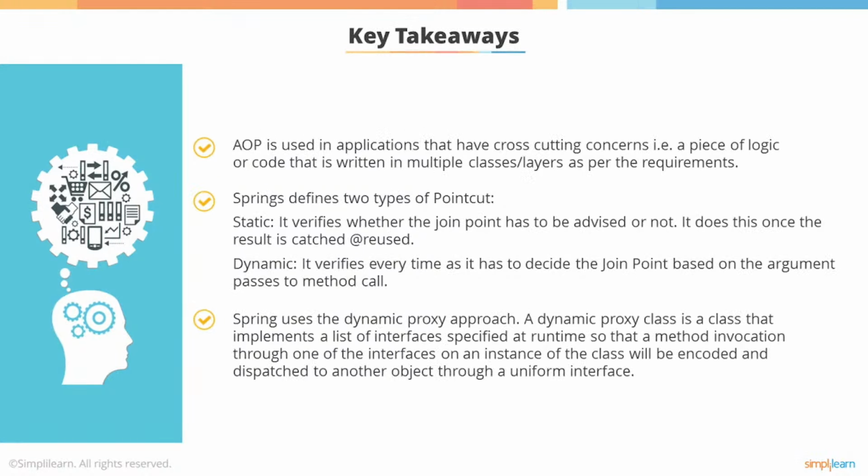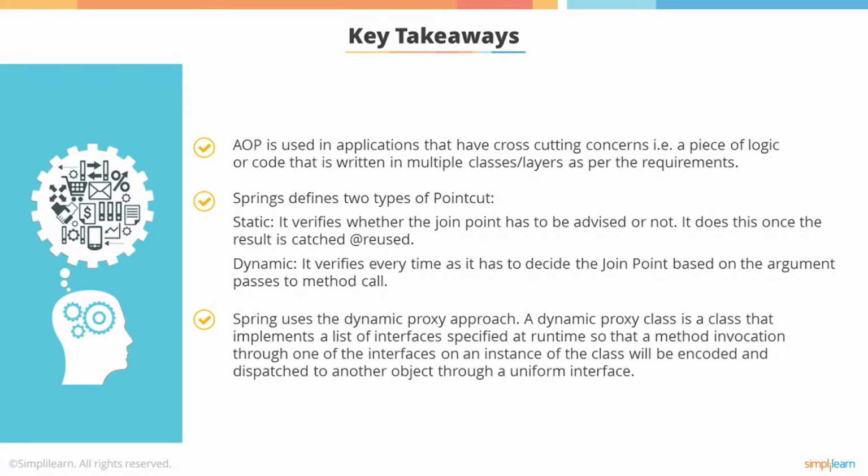So the key takeaways from this session have been that AOP is used in applications that have cross-cutting concerns, where a piece of logic or code is written in multiple classes and layers as per the requirements. Spring defines two types of pointcut. Static, where it verifies whether the join point has to be advised or not. It does this once, and the result is cached and reused. Dynamic, it verifies every time as it has to decide the join point based on the argument passed to the method call. Spring uses the dynamic proxy approach.